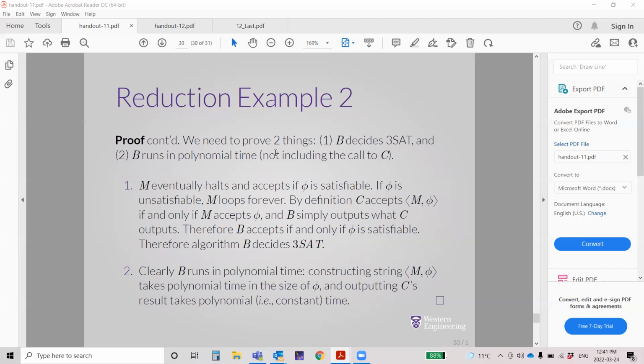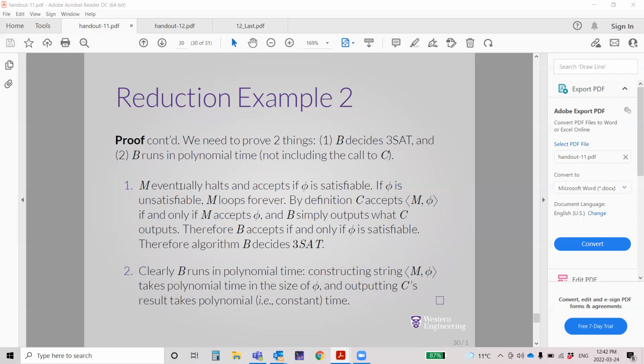Proof, continued. We need to prove 2 things here. The first, B decides 3 SAT, and the second, B runs in polynomial time, not including the call to C. M eventually halts and accepts if phi is satisfiable. If phi is unsatisfiable, M loops forever. By definition, C accepts M and phi if and only if M accepts phi, and B simply outputs what C outputs. Therefore B accepts if and only if phi is satisfiable, therefore algorithm B decides the 3 SAT problem by the Cook-Levin theorem.